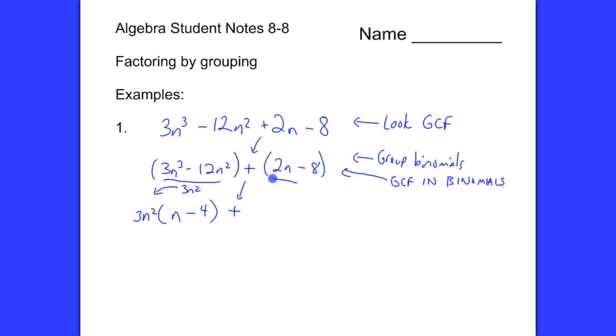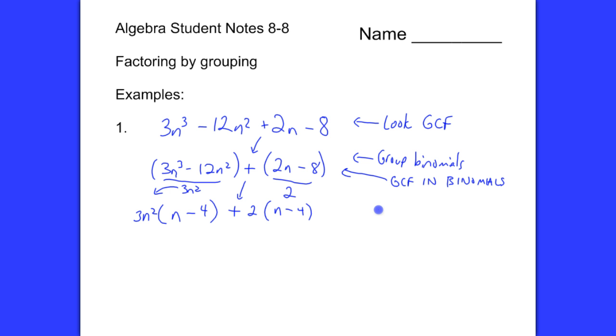Here you have a common factor of 2, so I want to divide that out. The 2 goes here. 2 divided by 2 is 1n. 8 divided by 2 is 4. And that's not a 4, that's an 8. I can't write. Let's try that again. That should be 4. All right.